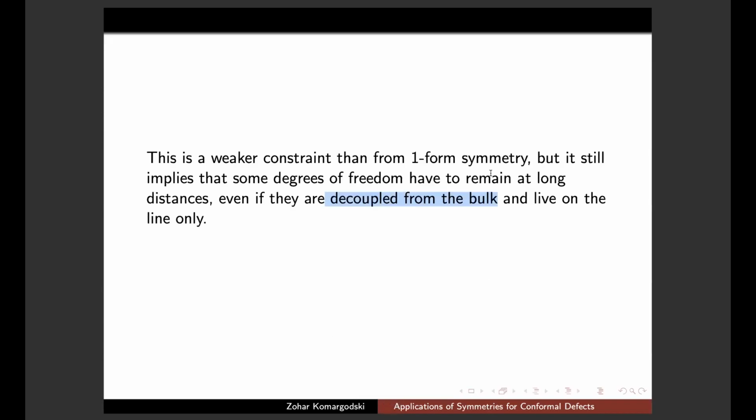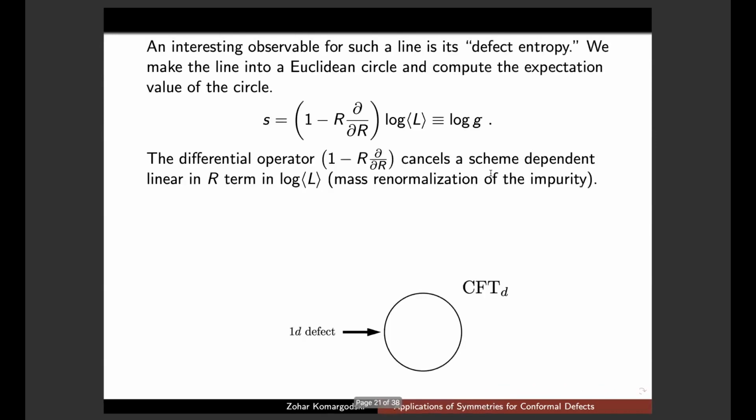Okay, so now the final constraint that does not concern specific examples, just a general constraint. A very canonical observable that you very well know from the study of topological defects is the expectation value of the circle. The expectation value of the circle for topological defects is called the quantum dimension. It's independent of the size of the circle.